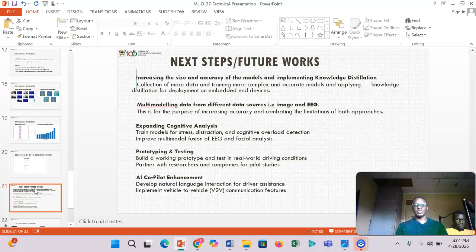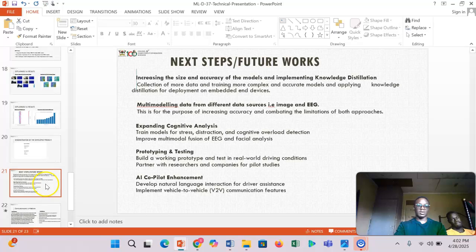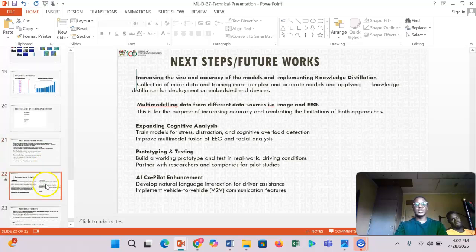Then multi-modeling data from different sources, for multi-modeling image and EEG data, bringing them together to be able to make a final grand decision that is more accurate. Then expanding the cognitive analysis by detecting other things like distress, distraction, and cognitive overload using EEG signals, and prototyping and testing, of course. And also maybe incorporating an AI copilot that can talk in a natural language processing manner, using maybe LLMs, that talks in a conversational way to the drivers and gives them advice on which actions to partake in order to avoid certain risks depending on what our models are able to detect.